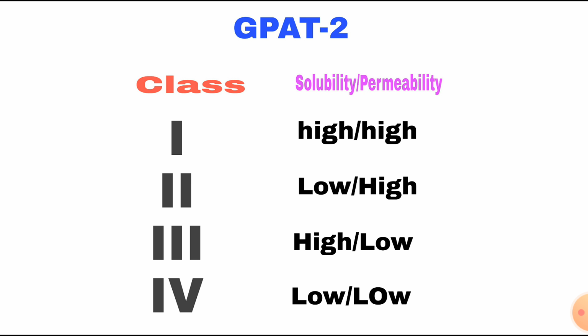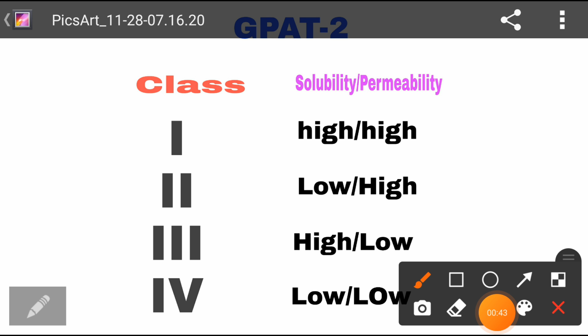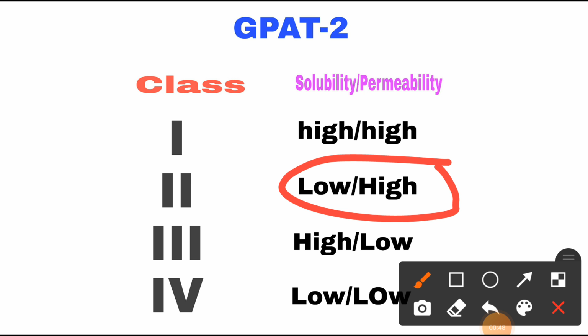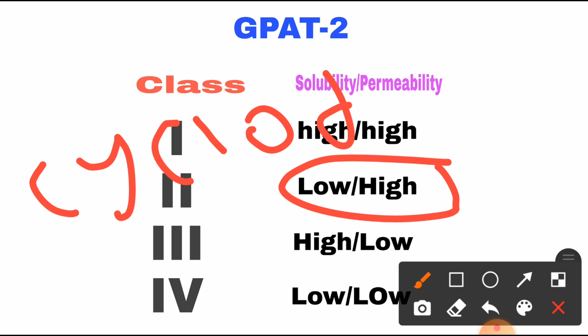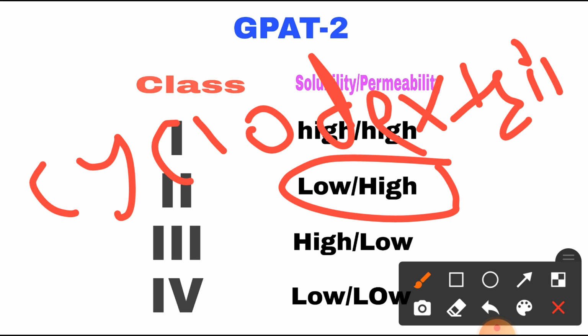So in case of the first drug, that means class 1 drug, there is no problem, but in case of the second, this is called a solubility limited drug. This drug has limited solubility, so we add cyclodextrin.